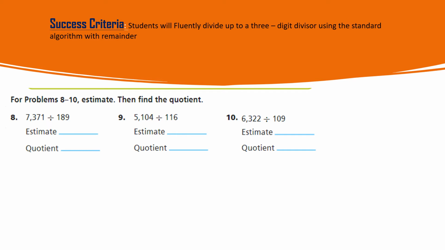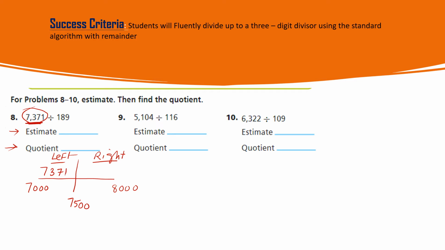Let's try this. First, understand estimate and quotient. Estimate, look at this. What is the estimate of this thing? Let's see here. How to round off? This is 7,000 and on one side you have 8,000. In the middle, write the middle number of 7,000 and 8,000. That is 7,500. Now your number is 7371. Does it go on the left side or the right side? It goes on the left side. So when you round off, you will take 7,000.